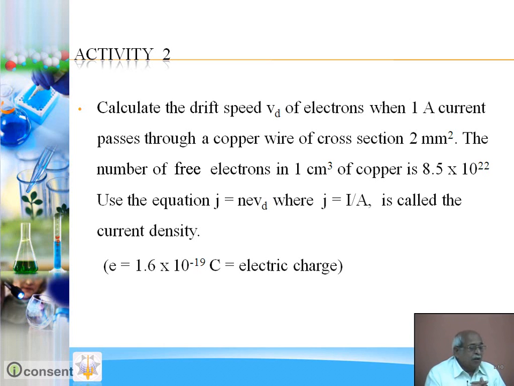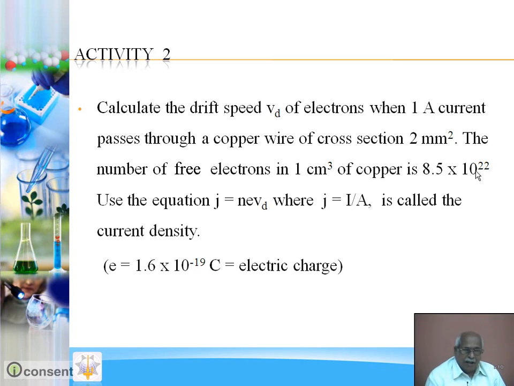So in this activity, we imagine 1 ampere current in a copper wire. Area of cross section of copper wire is 2 millimeter square. How many electrons are there? 1 centimeter cube of copper contains how many electrons? 8.5 into 10^22 electrons.